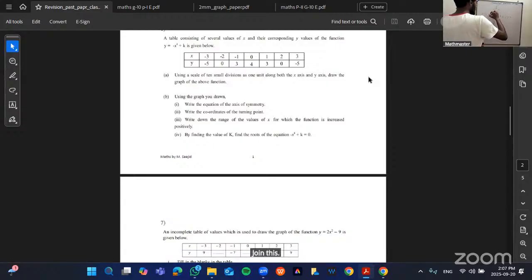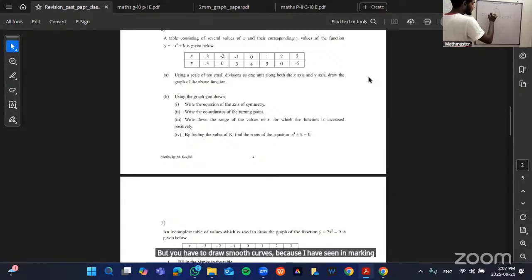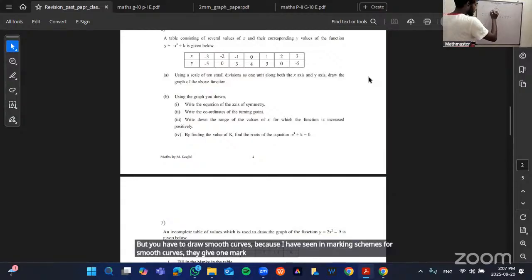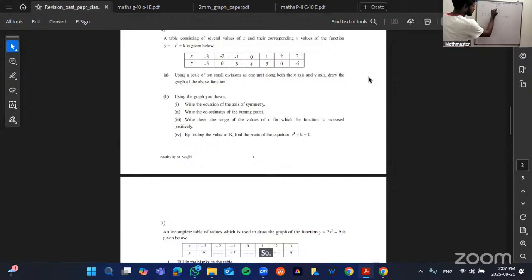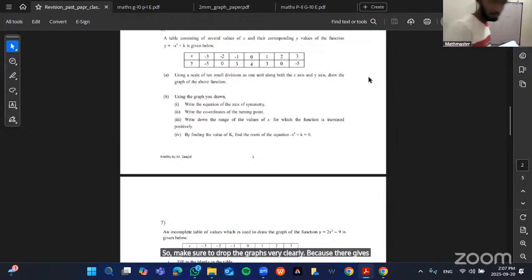And make sure when joining, it's not a nice curve. It's very ugly. But you have to draw smooth curves, because I have seen in marking schemes that for smooth curves they give 1 mark. If you draw curves which are not smooth, something like this, you will get 1 mark cut. So make sure to draw the graphs very clearly, because they give marks for the graphs as well.